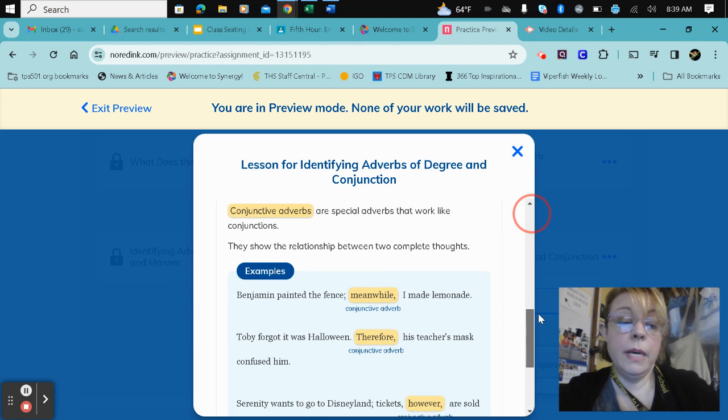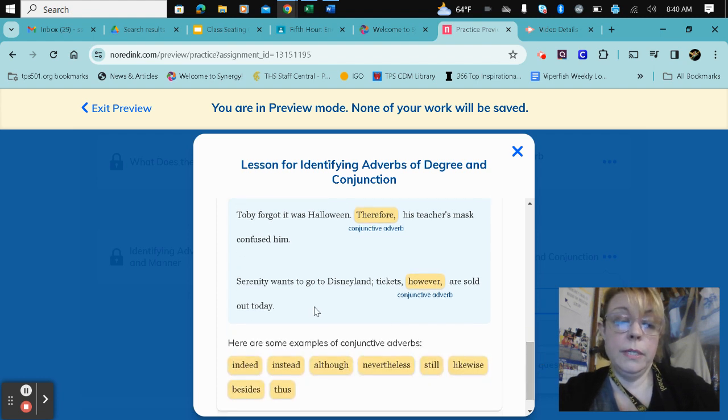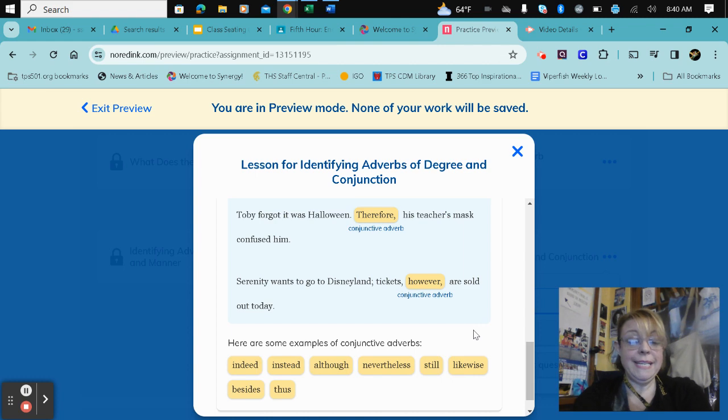These are the ones that link two complete sentences, such as Benjamin painted the fence. Meanwhile, I made lemonade. Toby forgot it was Halloween. Therefore, his teacher's mask confused him. Serenity wants to go to Disneyland. Tickets, however, are sold out today. The examples of conjunctive adverbs are indeed, instead, although, nevertheless, still, likewise, besides, and thus.